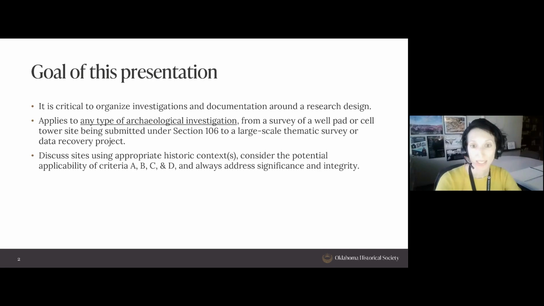So the goal of this presentation is to emphasize how critical it is to organize investigations and documentation around a research design, and that this applies to any type of archaeological investigation, from a survey of a well pad or a cell tower site being submitted under 106 to a large-scale thematic survey or data recovery project. I'm also going to emphasize that it's important to discuss archaeological sites using the appropriate historic context, to consider the potential applicability of a site under each of the 4 criteria, and always to address significance and integrity.